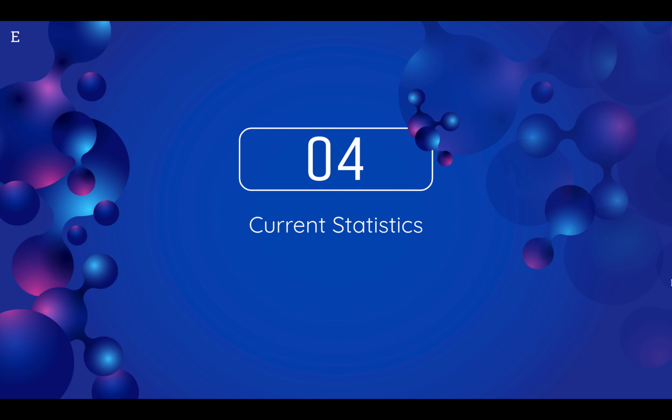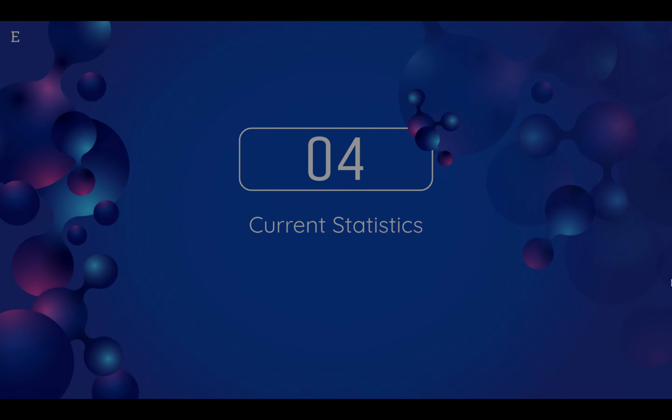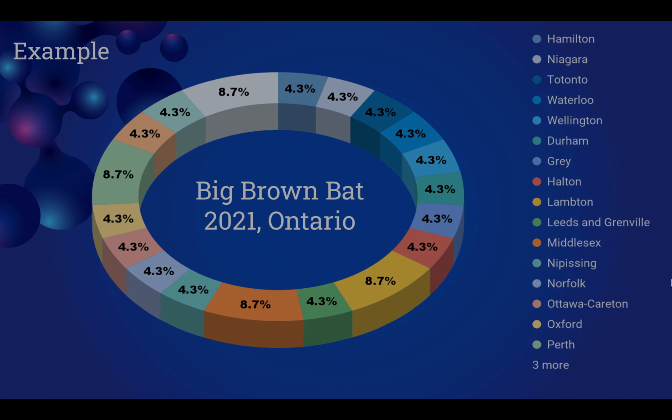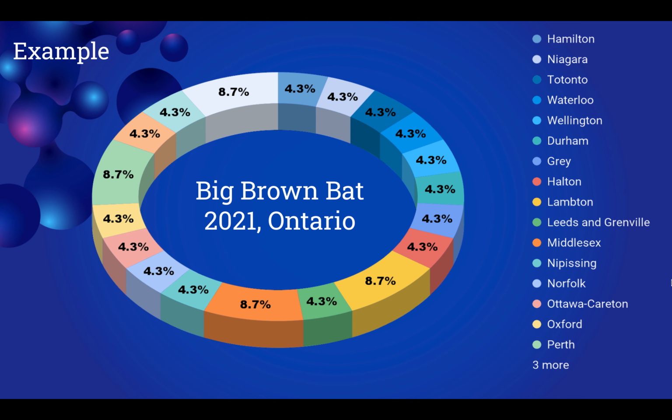The next thing we will talk about is the statistics of rabies. Rabies isn't a common virus, but it does happen every now and then. The government of Ontario stated in 2021 that there were 42 cases of rabies confirmed in Ontario. These statistics and maps of the areas can be found on the website included on the screen. This pie chart shows an example of the big brown bat rabies cases in Ontario during 2021. As this chart shows, rabies is uncommon when it comes to Ontario, as the most cases in the region are 2.